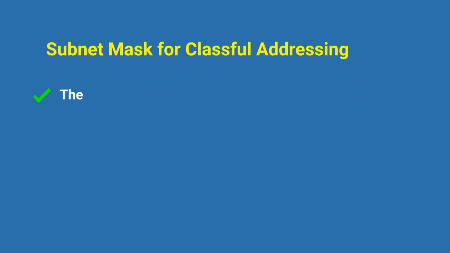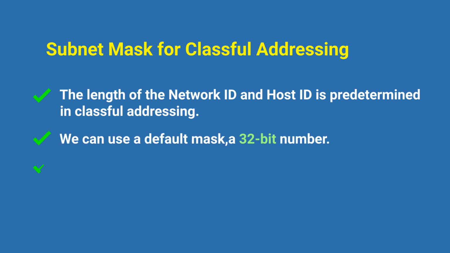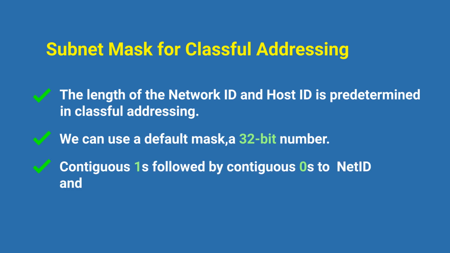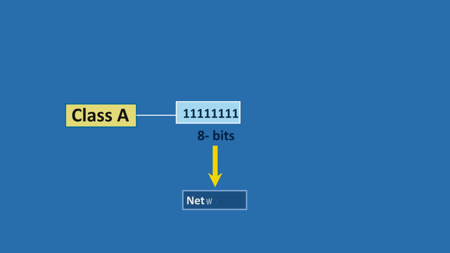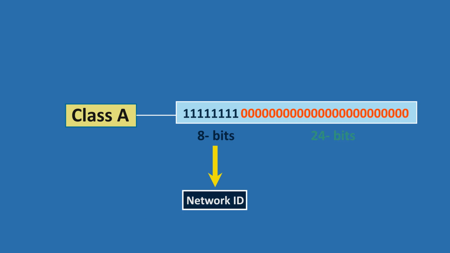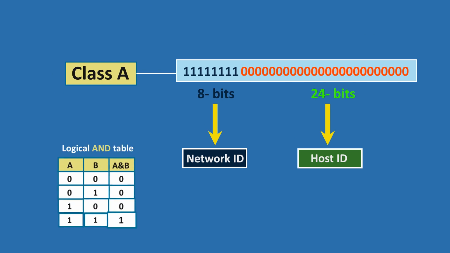Subnet mask for classful addressing. The length of the network ID and host ID is predetermined in classful addressing. So, we can use a default mask, a 32-bit number, made of contiguous ones followed by contiguous zeros to find the net ID and the host ID. For example, the mask for a Class A address has 8 ones, which defines the net ID, and the next 24 bits define the host ID. It can be logically ANDed with the IP address to extract only the network portion.